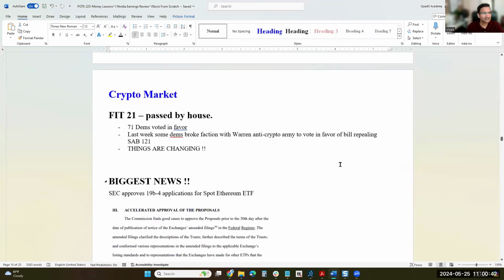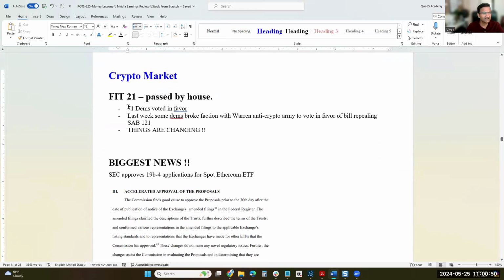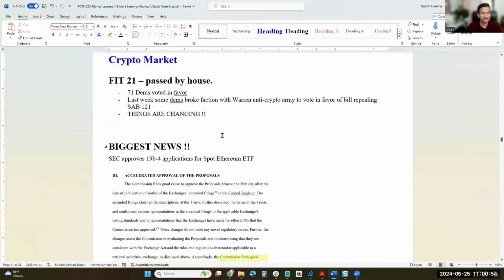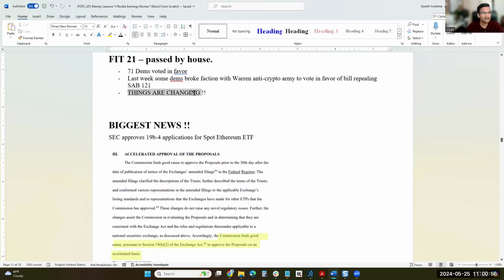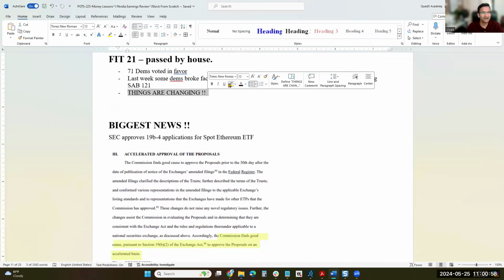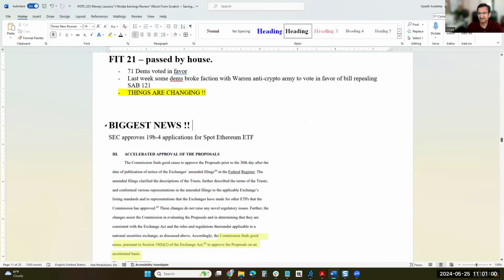All right. Quick one on the crypto side. FIT 21 was passed by the House. 71 Democrats actually voted in favor, which is great. Things are changing. Times are changing. We're getting the other side to cross over to the dark side of the crypto world.